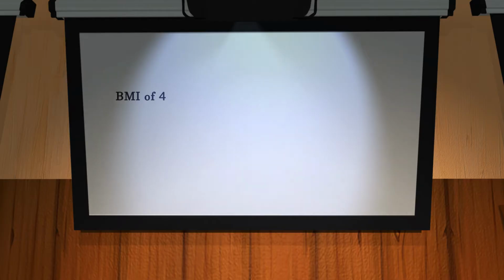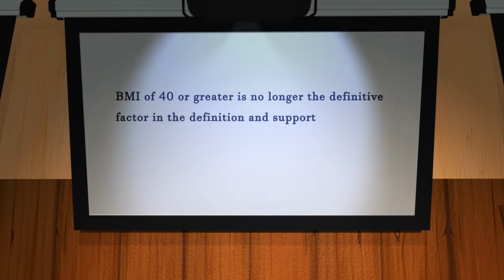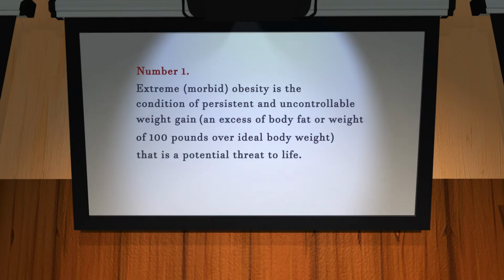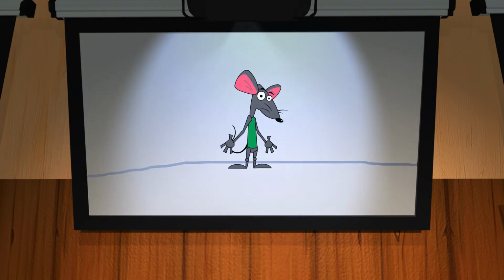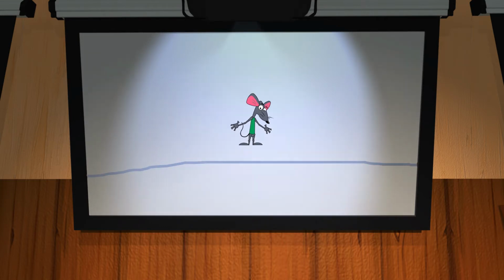Now, as the BMI of 40 or greater is no longer the definitive factor in the definition and support of the diagnosis for morbid obesity, the following definitions represent the most current recommendations. Number 1. Extreme morbid obesity is the condition of persistent and uncontrollable weight gain, an excess of body fat or weight of 100 pounds over ideal body weight. That is a potential threat to life.